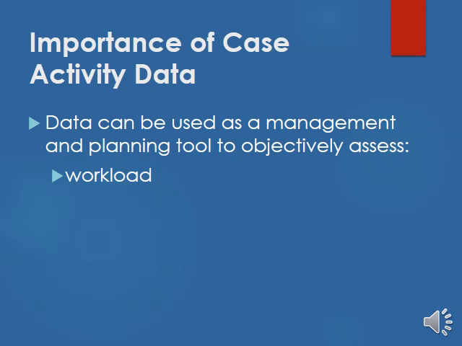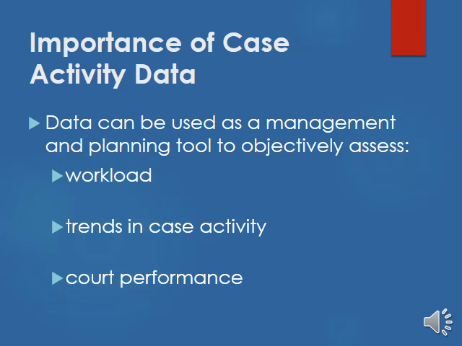Now that we've reviewed why you submit the report and what you report, I want to talk a little bit about how the report is used. One of the primary purposes of case activity data collection is to obtain a measure of the workload of the courts. Data on the nature, scope, and volume of work before the courts can be used as a management and planning tool to objectively assess how many judges, court support staff, and other resources are needed to process the court's work effectively and efficiently. It can highlight trends in case activity and allows for analysis of those trends. And it can also show how well the courts are fulfilling their functions.